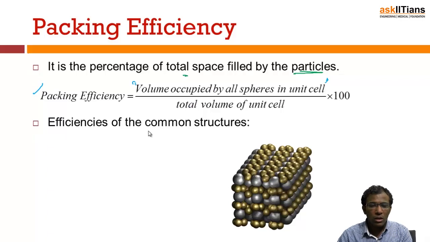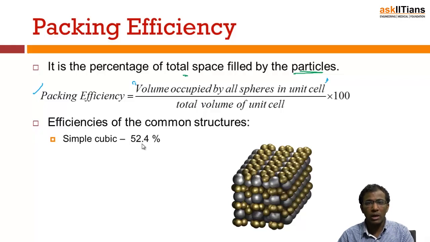Generally, the efficiencies of common structures: the simple cubic has 52.4%. That means out of 100%, only 52.4% is occupied by the particles. Roughly 50% is occupied by the particles and the remaining 50% is vacant. Only around 50% is occupied and the remaining 50% is wasted space.